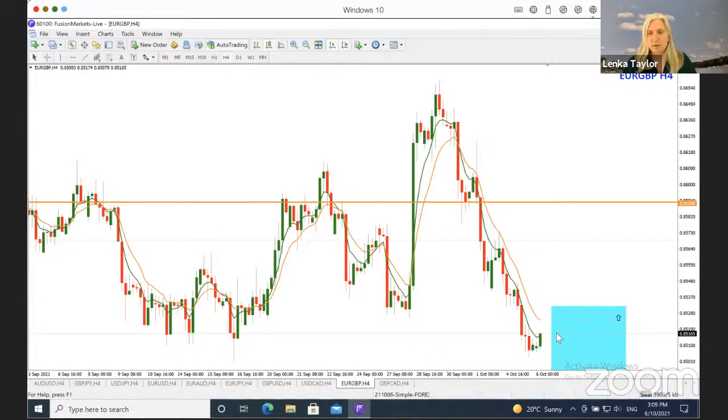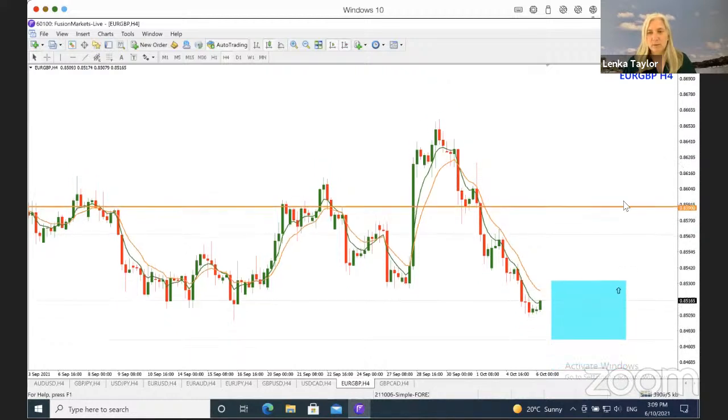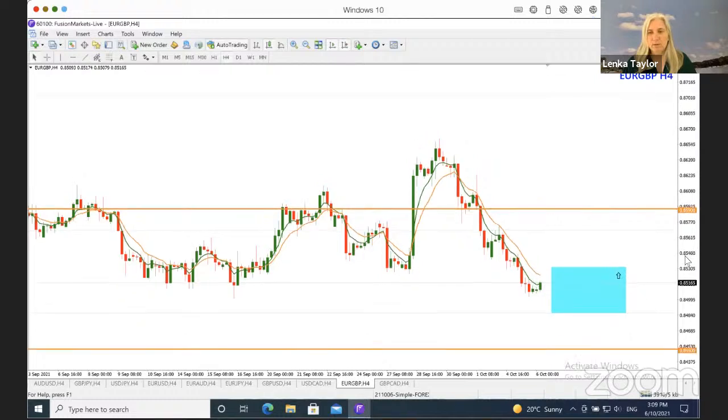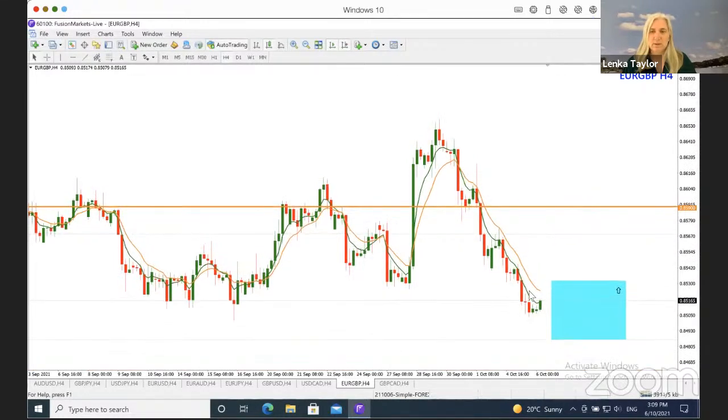Here we would want some kind of price action, maybe going sideways for a bit, or possibly even a little bit further down to the horizontal level here, or even further to the bottom of the range. So let's see if there is an actual reversal there. It might take a few days for setup.